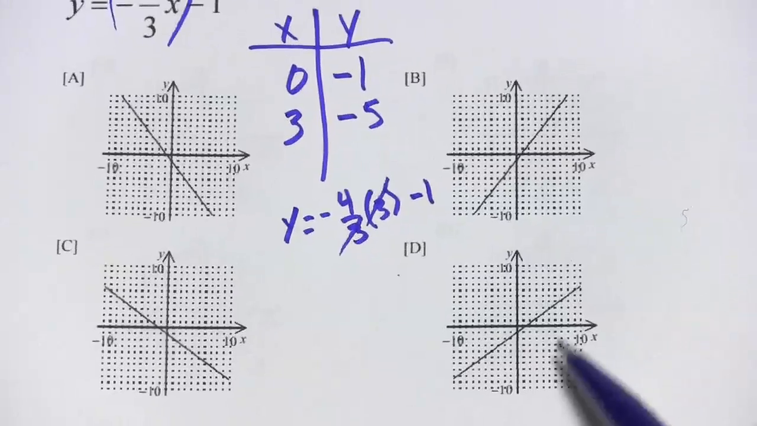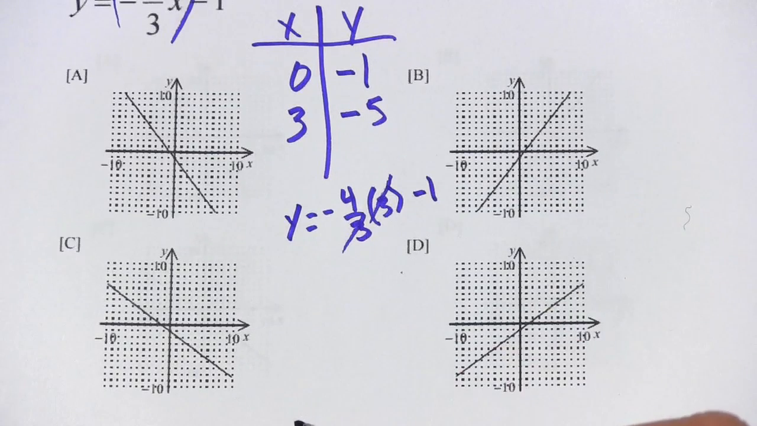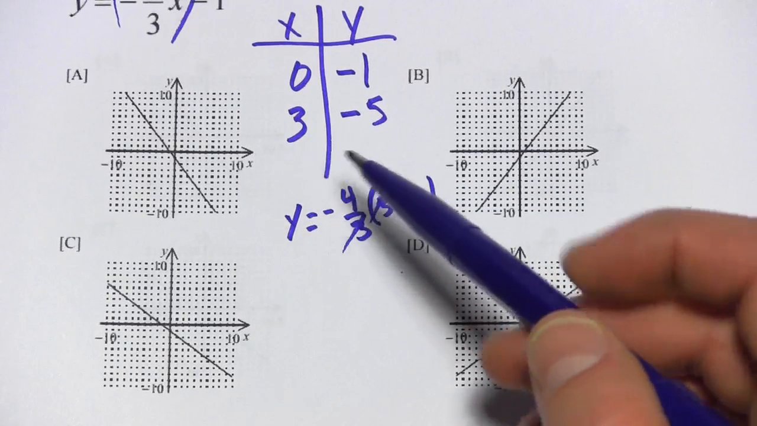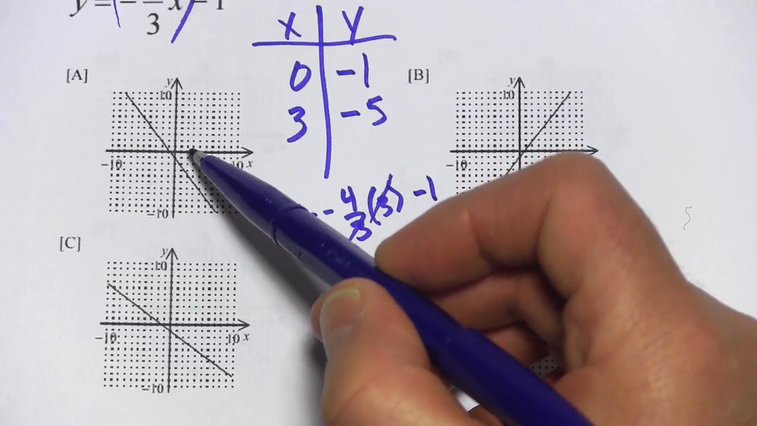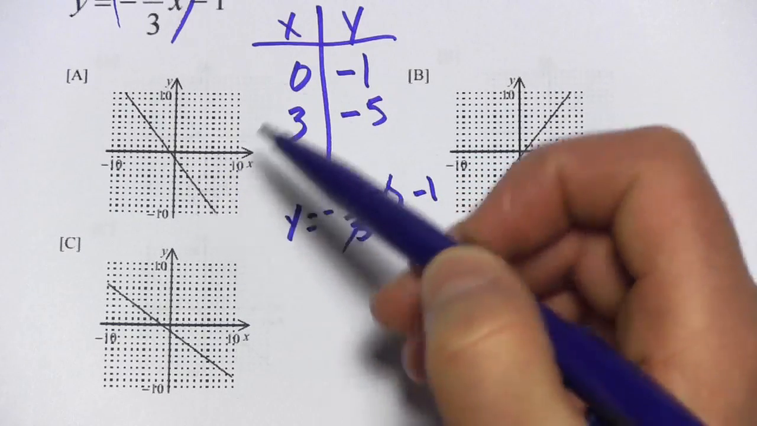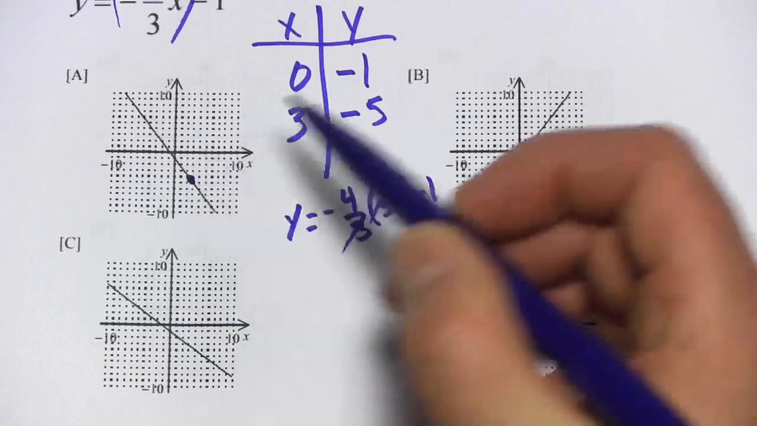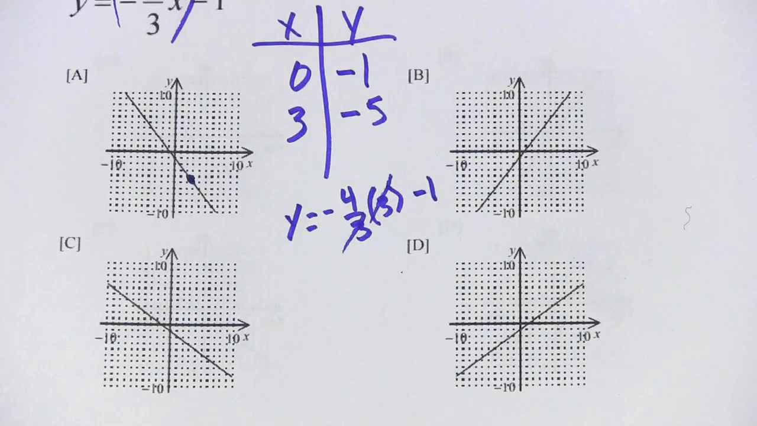And let's see, it looks like (0, negative 1) might be on all of these graphs. So let's look for (3, negative 5). 3, 1, 2, 3 on the x, and negative 5, 1, 2, 3, 4, 5. Wow, it looks like it's A again. So there's (3, negative 5).